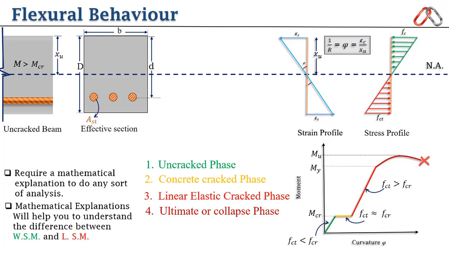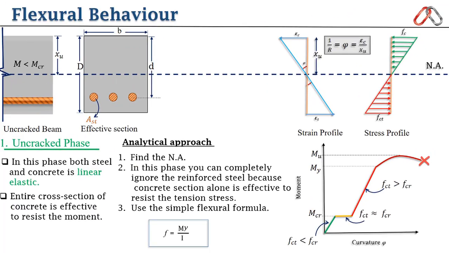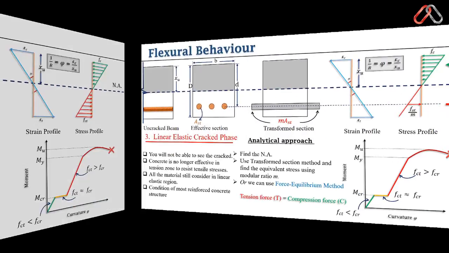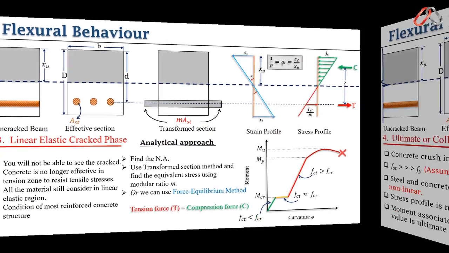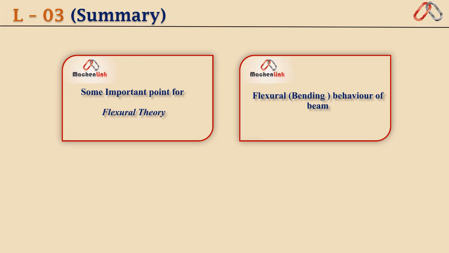And finally, the flexural behavior of RCC beam, where I described the four phases of beam when we apply gradually increasing load. Uncracked phase, concrete cracked phase, and third was linear elastic crack phase, and finally the ultimate or collapse phase. So in first three lectures, we have covered the properties of concrete and steel in first lecture, some more basic concepts in second lecture, and finally flexural behavior of RCC beam in this lecture.